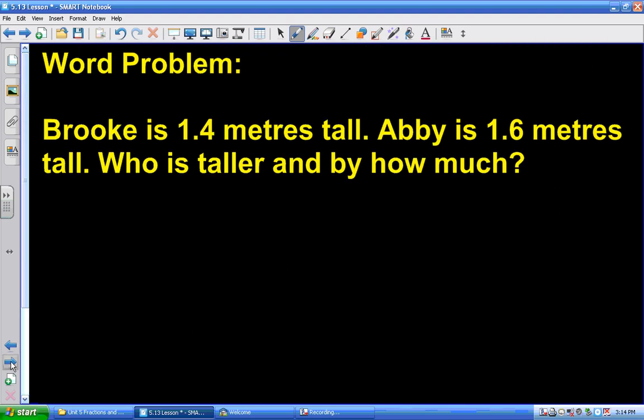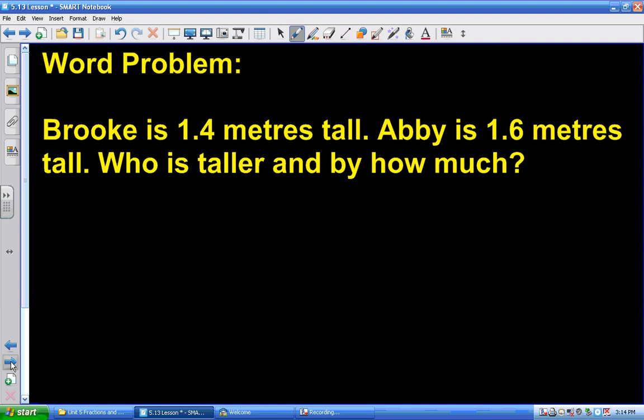Okay. Brooke is 1.4 meters tall. Abby is 1.6 meters tall. Remember we made this problem last time. So, who is taller and by how much? The answer to the first question, who is taller? Abby is taller. By how much, Cole? How do I set it up and do it?